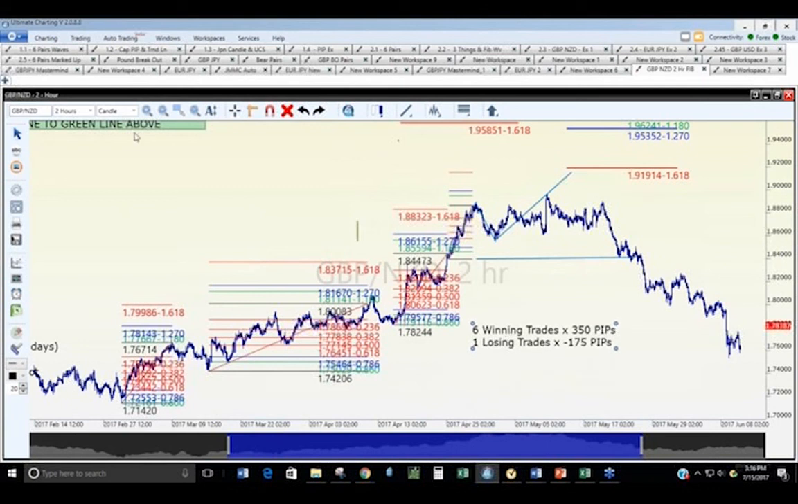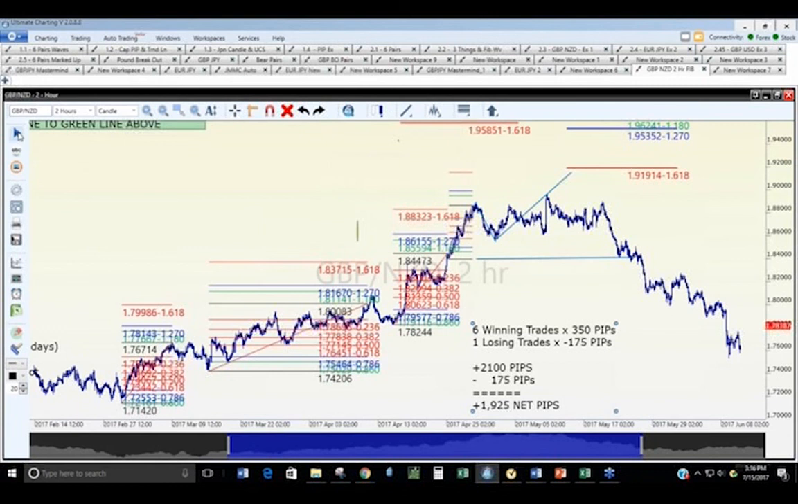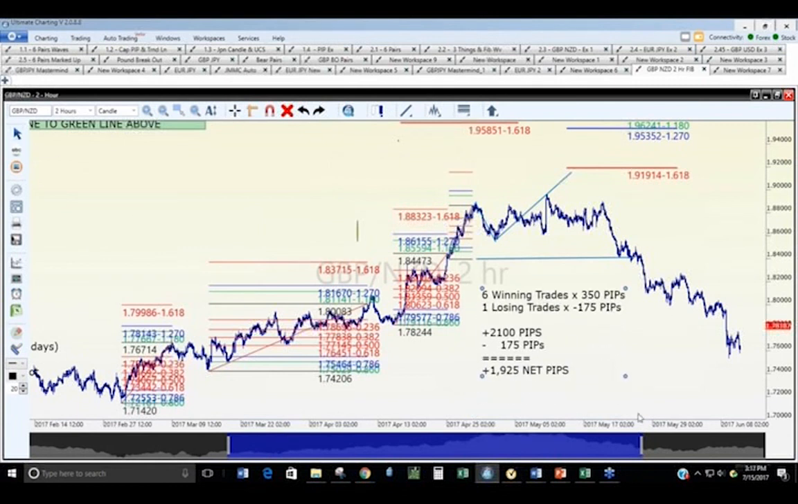Somebody asked me to do the actual numbers. So in this example, just to show everybody, the 6 times 350, we won on the winning trades 2,100 pips. We lost the one time minus 175 pips. So if we do that, see if I can figure out my math, it would be plus 1,925 net pips.